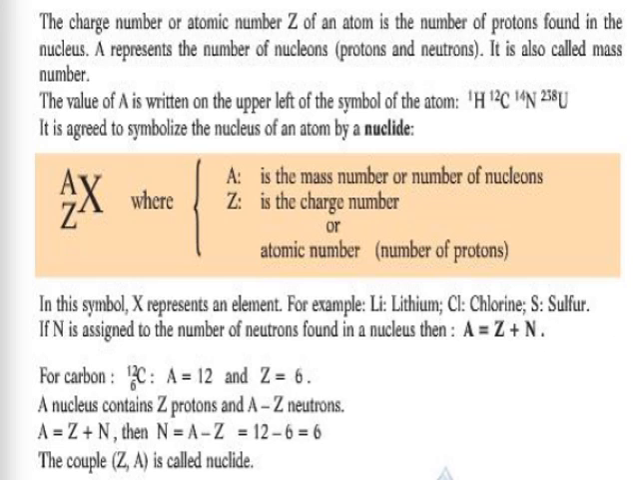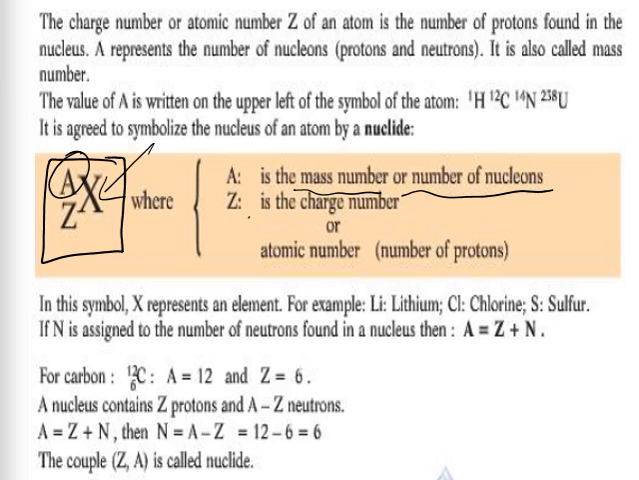Moving to the atoms, this is the atomic representation. Whenever I tell you to write an atomic representation, this is the symbol to represent carbon, oxygen, hydrogen, nitrogen, phosphorus, potassium, calcium. In X with A and Z, A represents the mass number, or the number of nucleons, while Z is the charge number, which is called the atomic number. As I said, symbol X represents an element. It can be lithium, chlorine, sulfur, potassium.